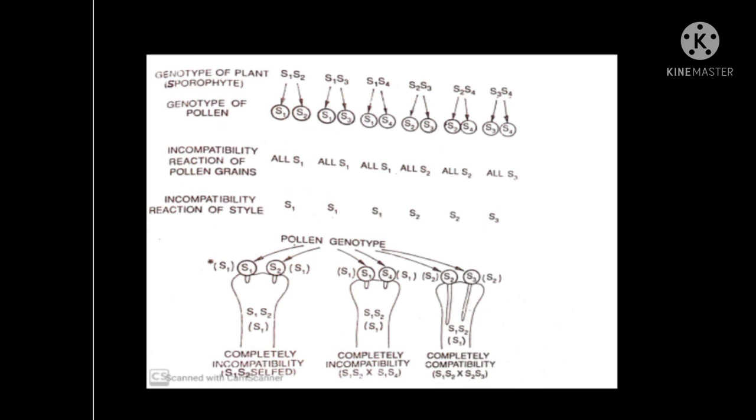Now observe the middle picture. The pollen genotypes are S1 and S4, while in the stigmatic region there is also the presence of S1 and S2, so it is completely incompatible. Now observe the third picture. The pollen genotype S2 S3 interacts with S1 S2, and germination occurs. That means complete compatibility is seen.